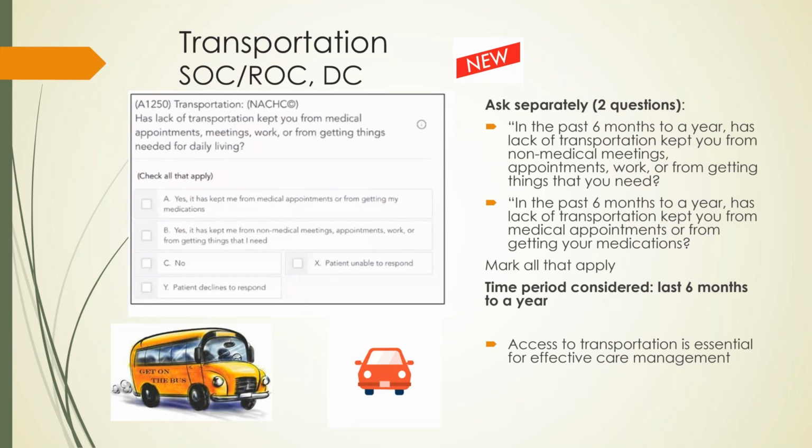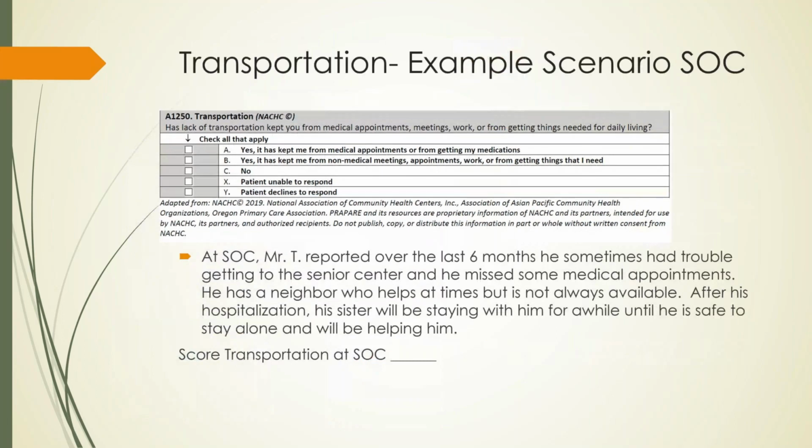Okay. All right, so I have an example for transportation. How are we going to answer it? The scenario is Mr. T reported over the last 6 months that he sometimes had trouble getting to the senior center and he missed medical appointments. He has a neighbor who helps at times but is not always available. After his hospitalization, his sisters will be staying with him for a while until he's safe to stay alone and will be helping him. So now you're admitting Mr. T to service. How are you going to answer transportation?